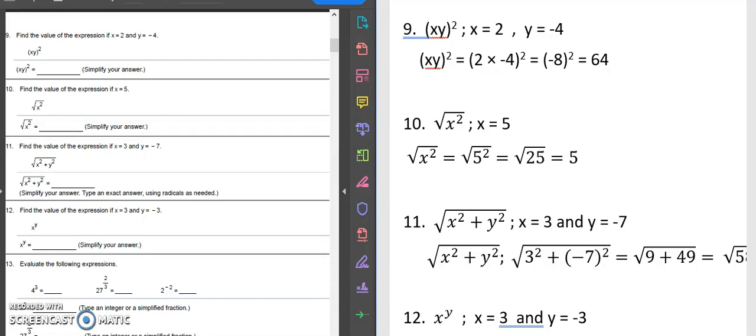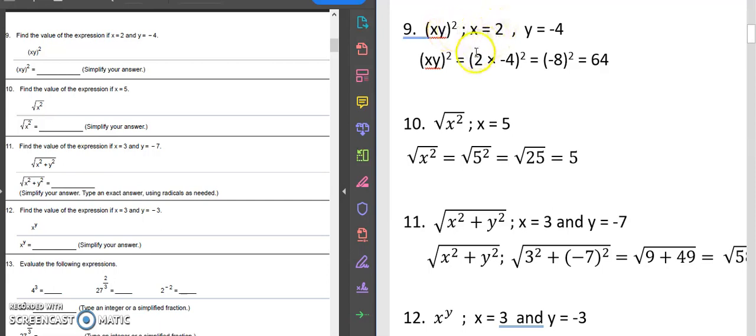All right, so let's continue on with problem number 9. We have another problem where we need to simply substitute in the values for x and y into our equation. It says find the value of the expression if x squared equals 2 and y squared equals -4, and we have x times y all raised to the second power.